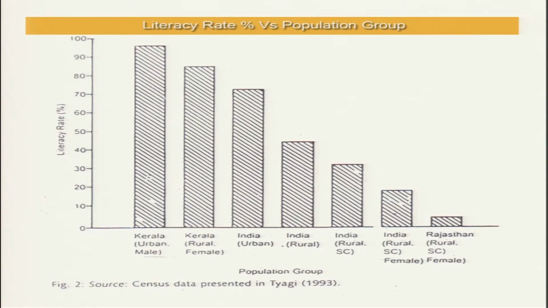Whereas if you look at the other end, if someone lives in Rajasthan and she is a female and lives in a rural area and belongs to the SC community, then there is only a 5% possibility that she will be literate. Just see, this chance of being literate or illiterate depends on the socio-economic background of the person, where he or she is located, whether she lives in an urban or rural area.